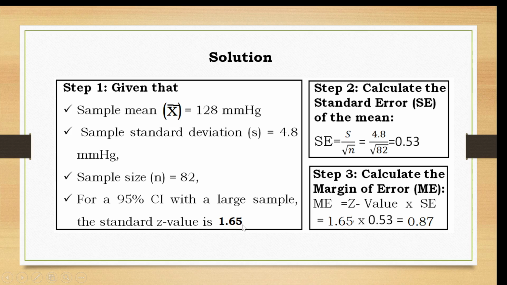Here, the second step is to calculate the standard error. The standard error is given by the standard deviation over the root of the sample size. When you carry out this process, you'll get 0.53. Then you calculate the margin of error. The margin of error is given by the standard error multiplied by your Z value. So when you multiply 1.65 times 0.53, you'll get 0.87. So this is your margin of error.